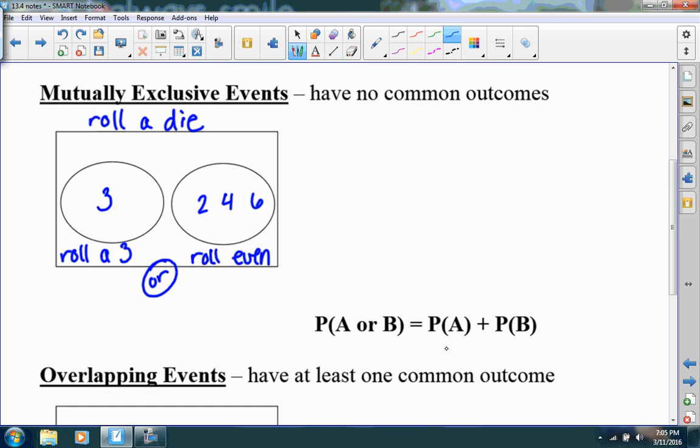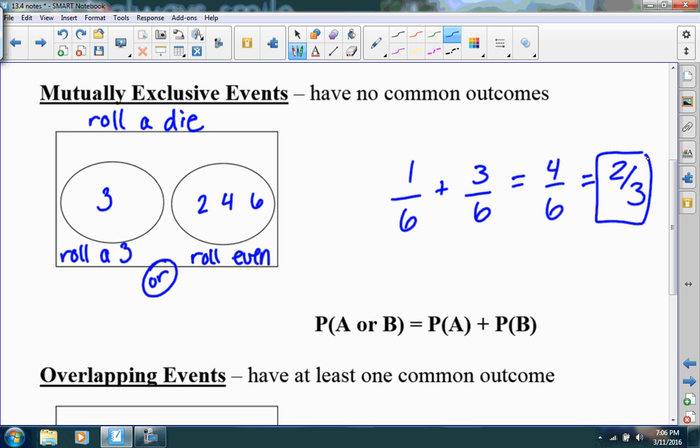Then you're going to find the probability of the first event and the probability of the second event, and then you're going to add the two together. So for the probability of rolling the number 3, we've got 1 out of 6. And for the probability of rolling an even number, we have 3 out of 6. We already have common denominators, so when we add them, we get 4 out of 6. And then we do want to reduce that, so we have 2 out of 3 for our final probability.